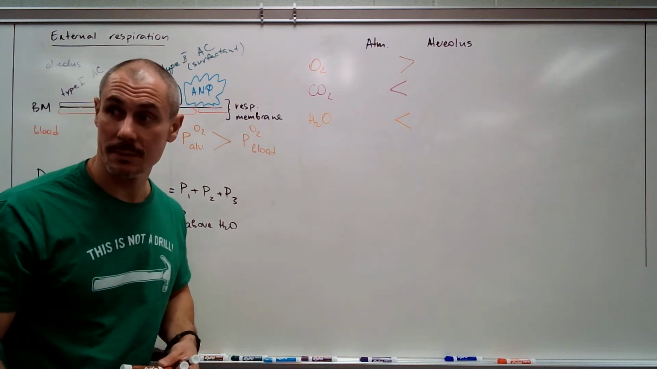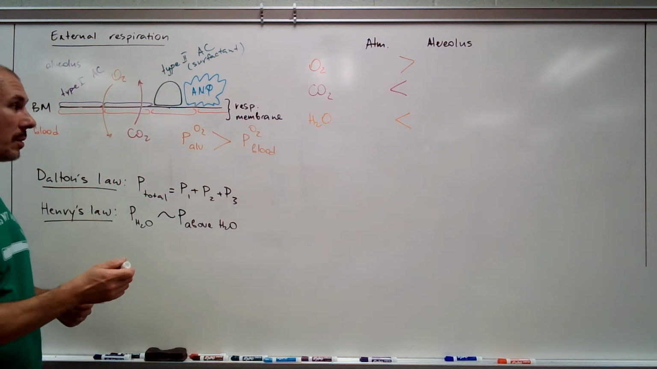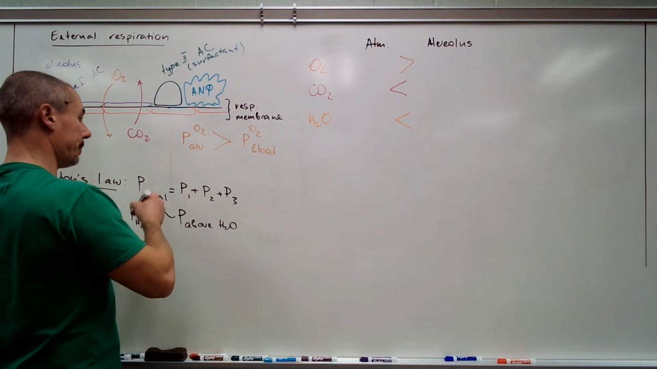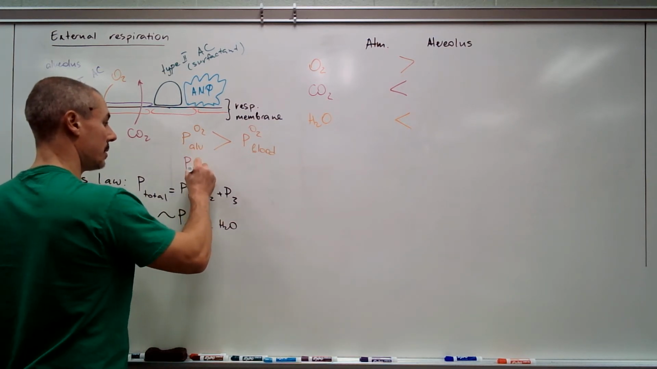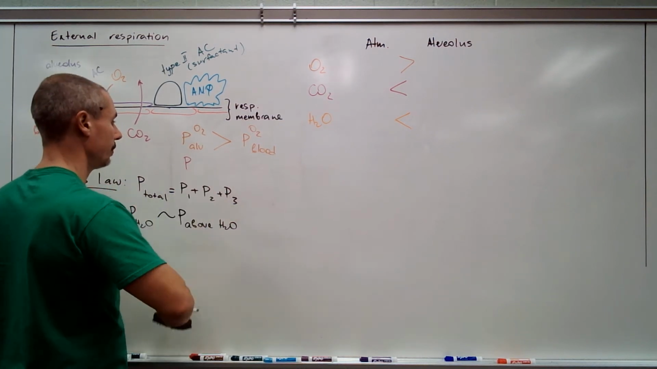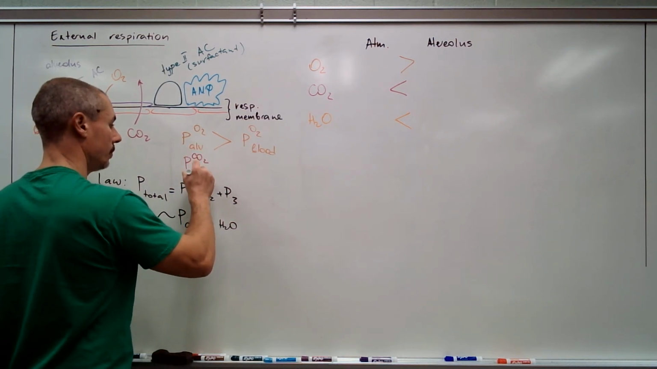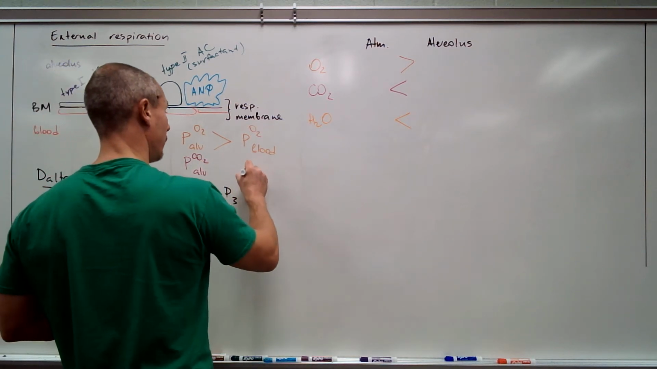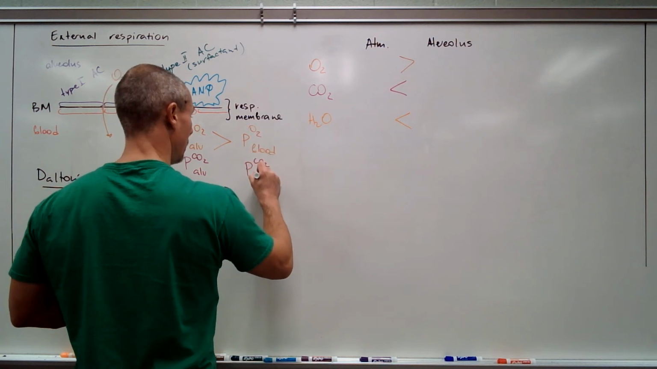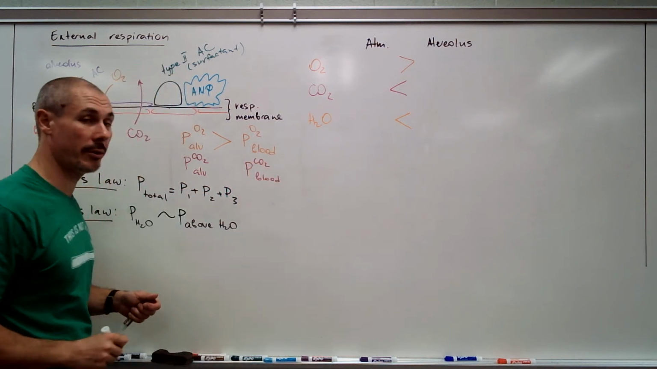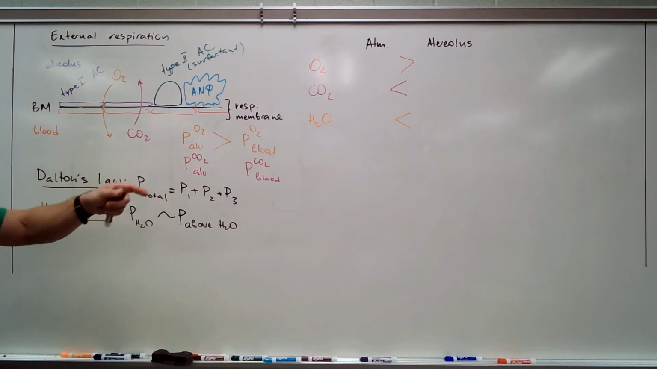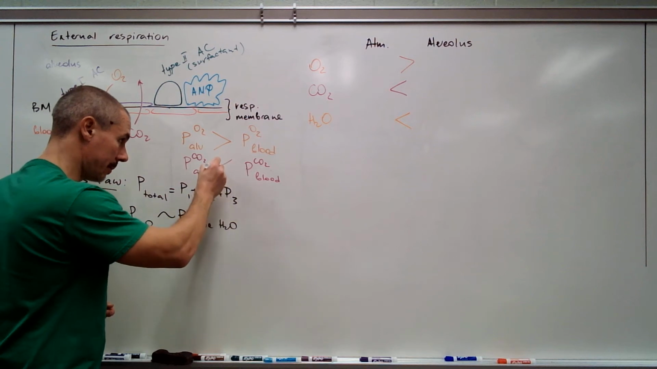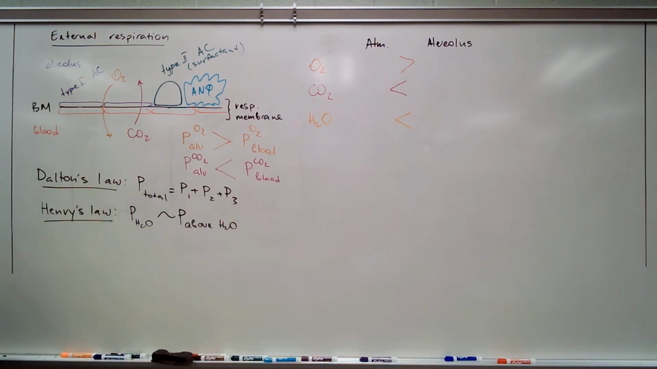Does that make sense? Now what about CO2? I'm sorry. Pressure of CO2 in the alveolus compared to pressure of CO2 in the blood, in the pulmonary capillaries. Which sign should I put? Pressure in the alveoli is less than. Yes. Does that make sense?